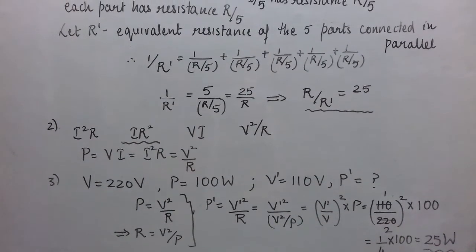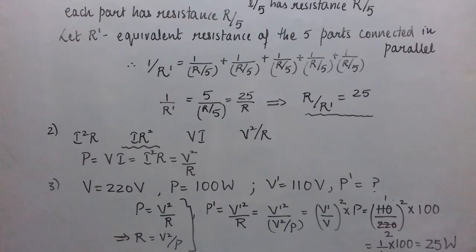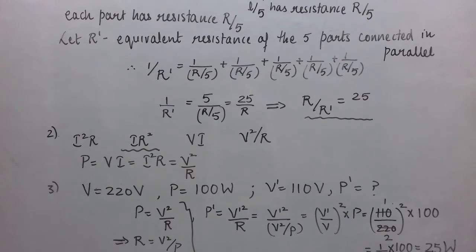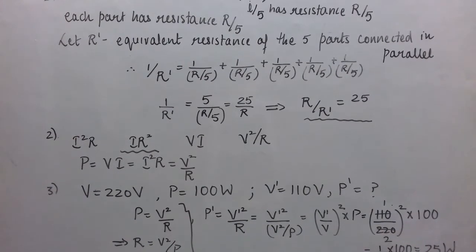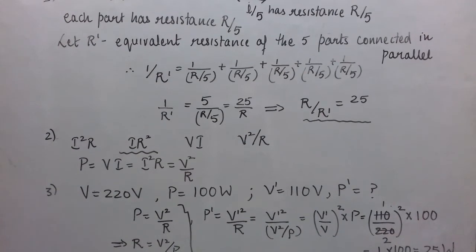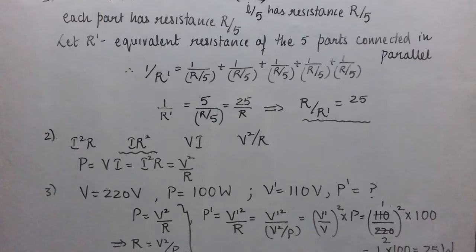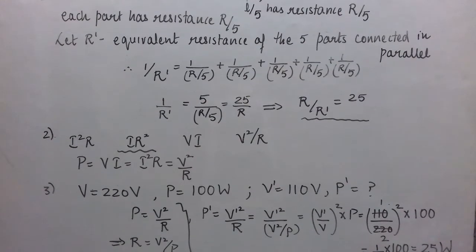Now the fourth question, I'll read it and we'll see what will be the correct answer. Two conducting wires of the same material and of same lengths and equal diameters are first connected in series and then parallel in a circuit across the same potential difference. The ratio of heat produced in series and parallel combinations would be.